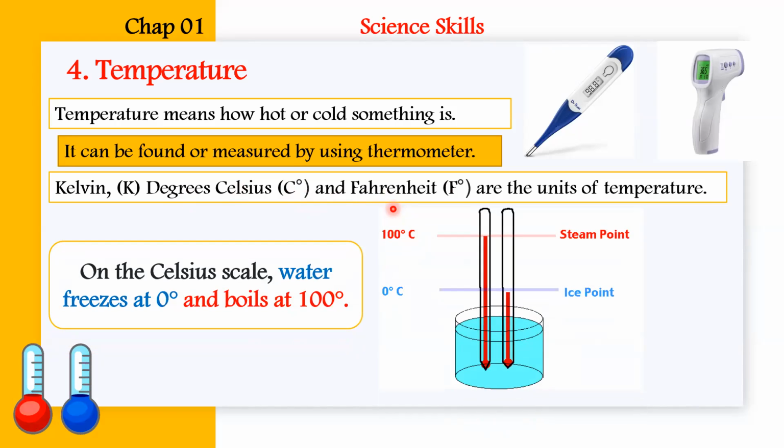Okay. So on the Celsius scale, water freezes at 0 degrees centigrade and it boils at 100 degrees centigrade. As I told you earlier, on the degree centigrade or degree Celsius scale we use the 0 to 100 mark, because 0 degrees centigrade is the freezing point of water and 100 degrees centigrade is the boiling point of water.